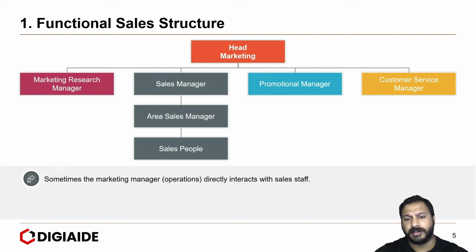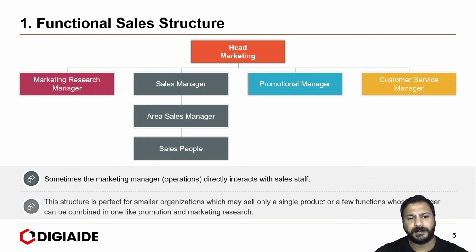Sometimes the marketing manager directly interacts with the sales staff. This structure is perfect for smaller organizations which may sell only a single product or few functions whose manager can be combined in one, like promotion and marketing research.